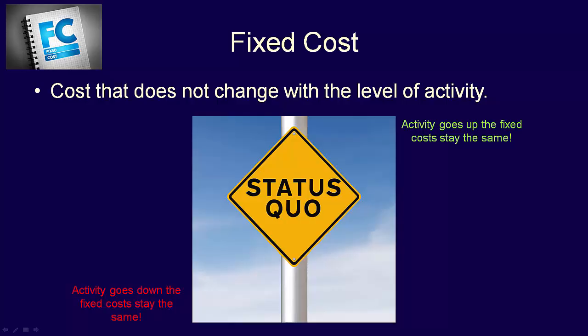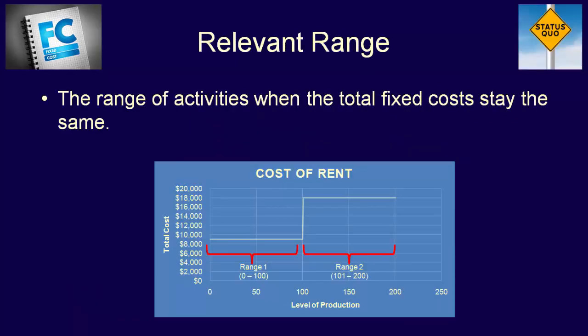A fixed cost is a cost that does not change with the level of activity. Total fixed costs stay the same if the level of activity goes up or down. Well, at least in the relevant range. And the relevant range means the range of activity when the total fixed costs do not change.